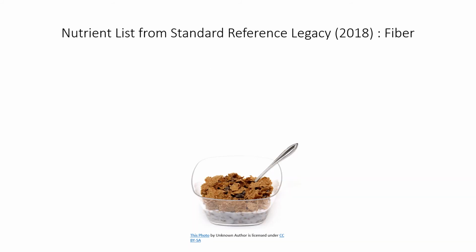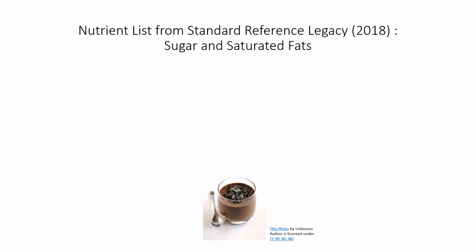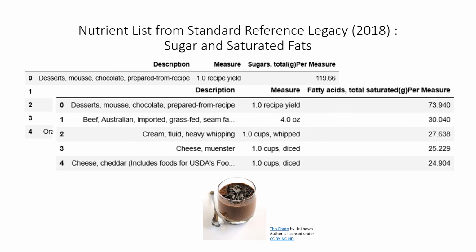As for fiber, corn bran ranks first, followed by gums, which is a type I'm unsure of, but it's closely followed by that. And looking at sugar and saturated fats from the nutrient list of the SR Legacy, we can see that desserts such as mousse, chocolate, or prepared from recipe rank highest in sugars, and then they also rank highest in saturated fats.